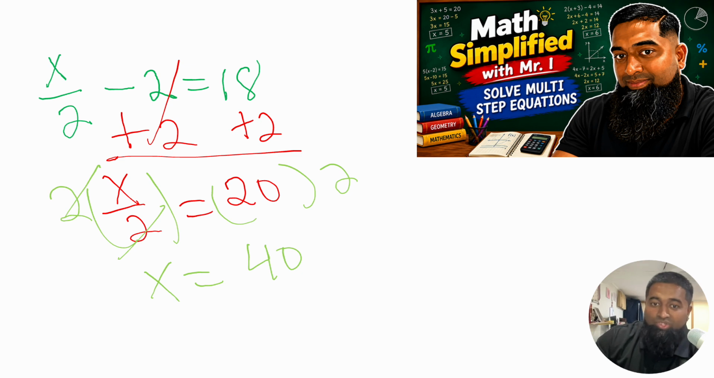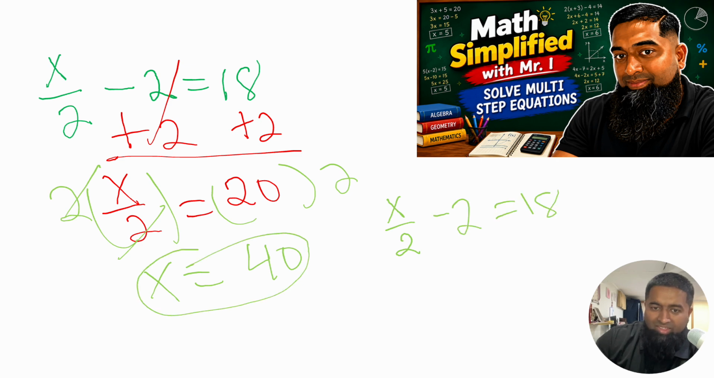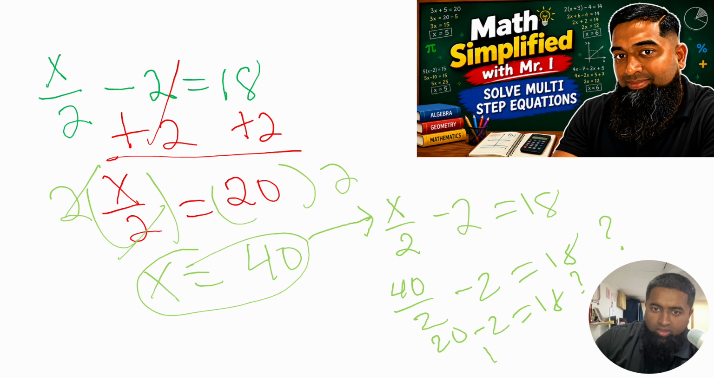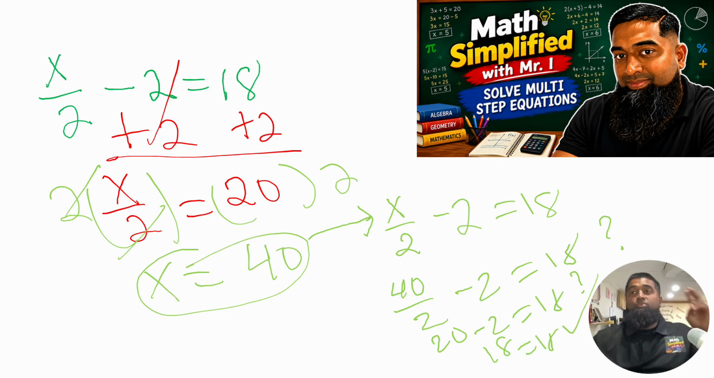But the first thing you want to do is check, right? If I check, I say, okay, this is what I'm doing. I'm rewriting the equation, right? And then I'm taking what I have for x and I'm substituting it back in here. So 40 divided by 2 minus 2 should equal 18. 40 divided by 2 is 20 minus 2 equals 18. Yes, 18 equals 18, right? You just solved another one. Not as difficult as you thought, right?